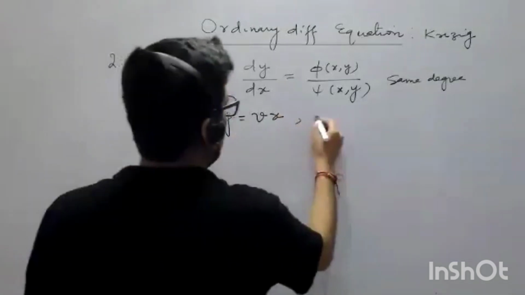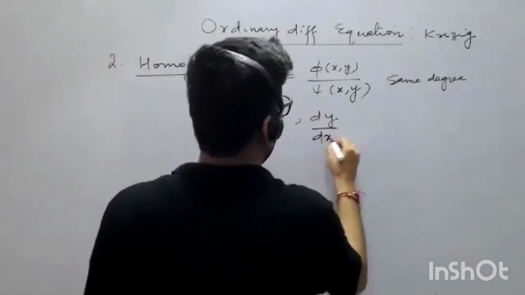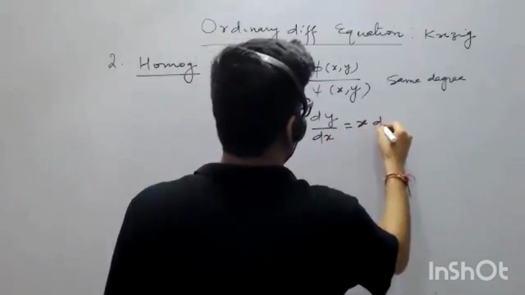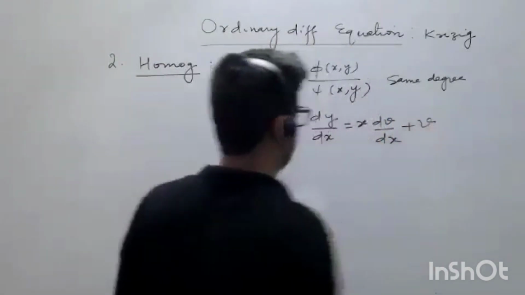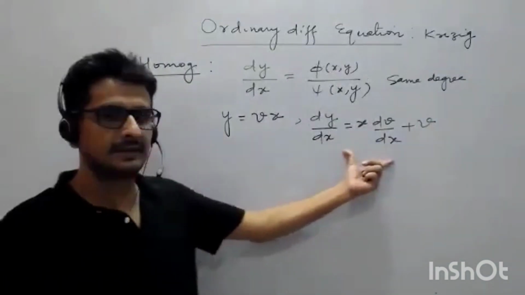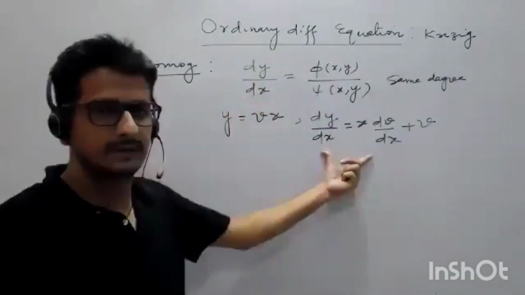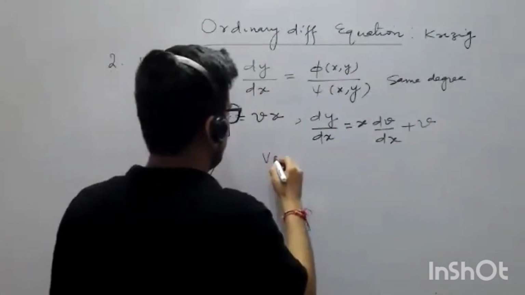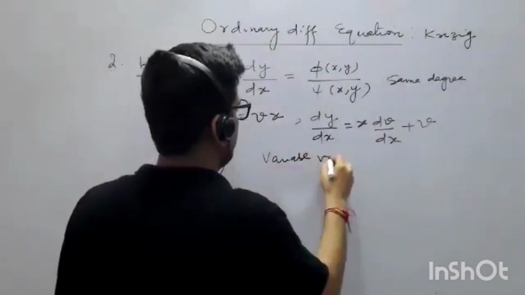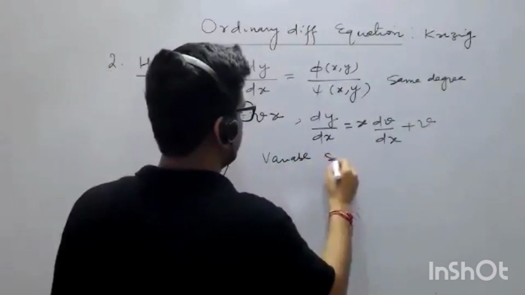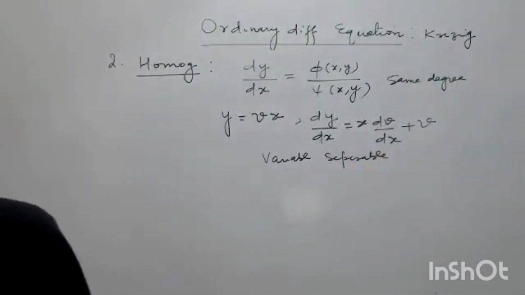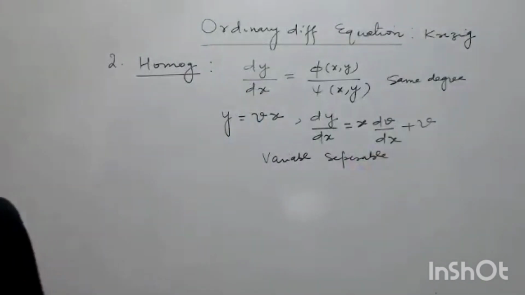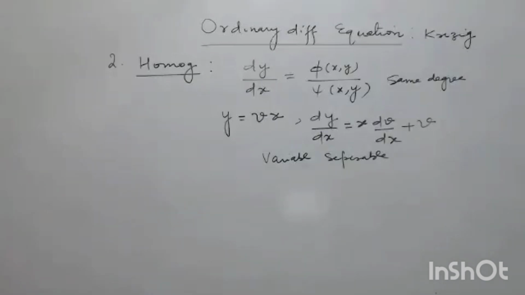Then dy by dx will become x times dv by dx plus v. You replace this equation by this, and then it will become variable separable, and you can solve it. So let me give you one example to understand this.